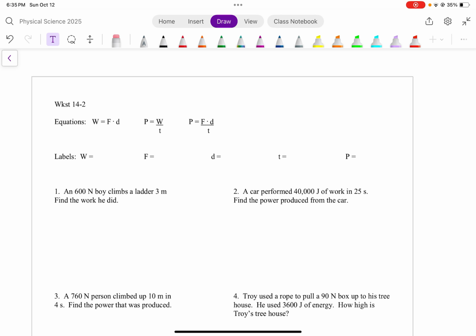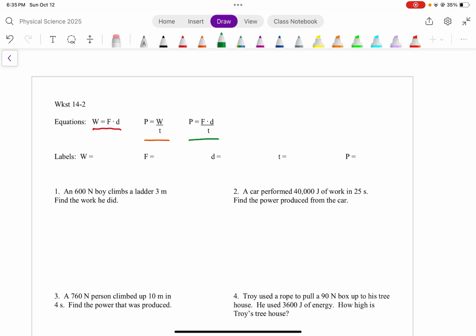Okay, for this video, what I'd like to show you guys is how to use the work equation, which you should already be somewhat familiar with. And then we've got two versions of the power equation. It just involves a little substitution. So we'll take a look at those as we go.